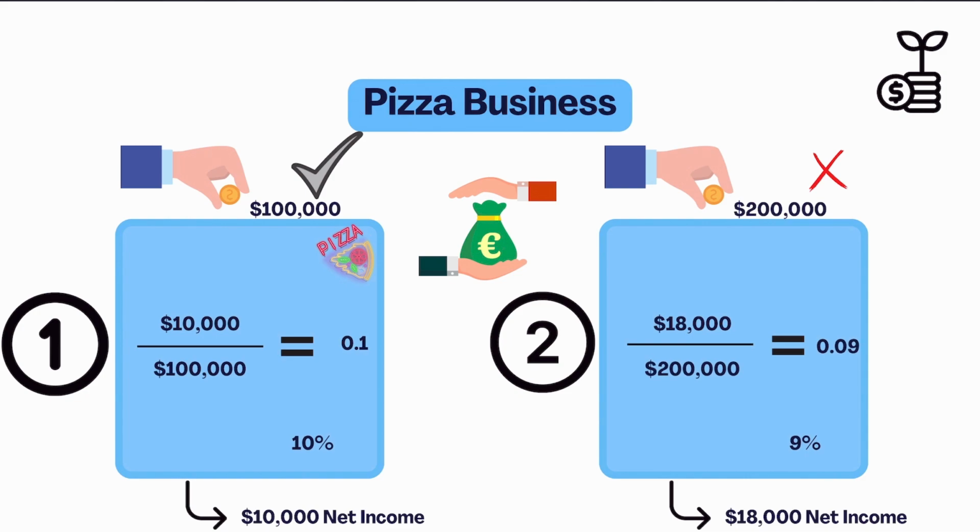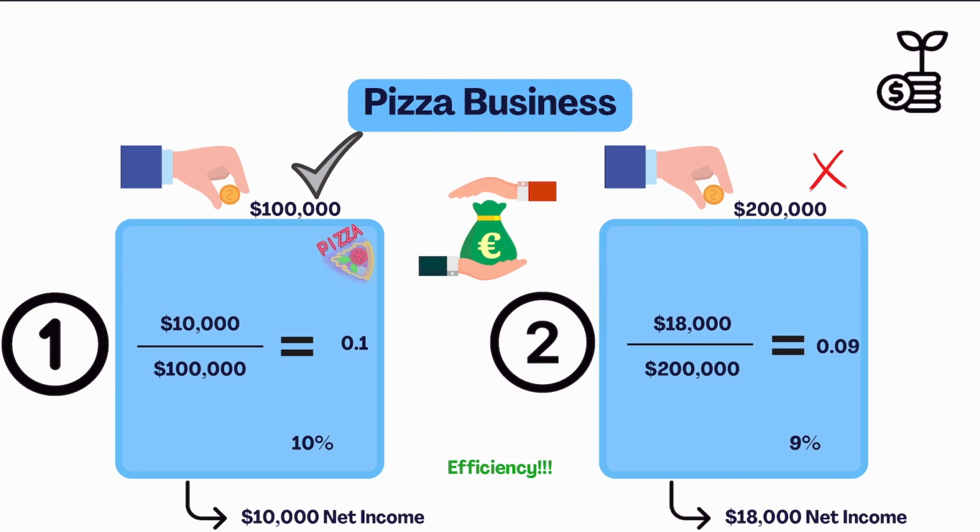From this example, we can see that the higher the ROA number, the better, because the company is able to earn more money with a smaller investment. In finance terms, we see that a higher return on assets means more asset efficiency. On the other hand, a lower return on assets indicates there is room for improvement.